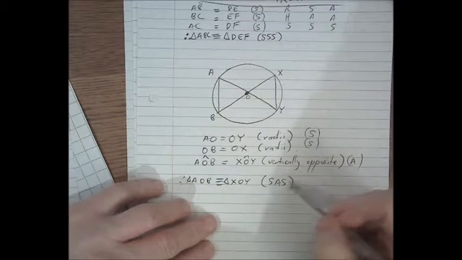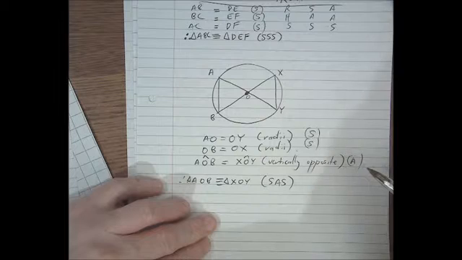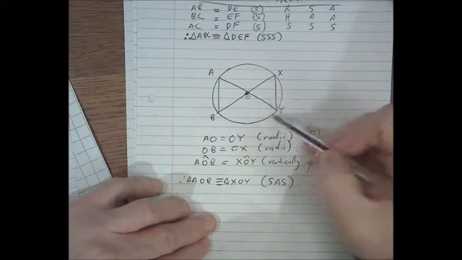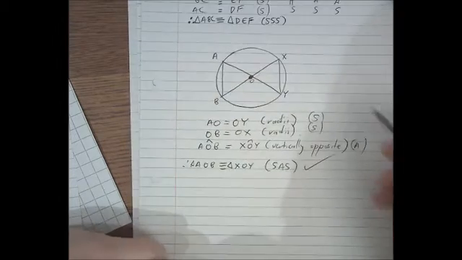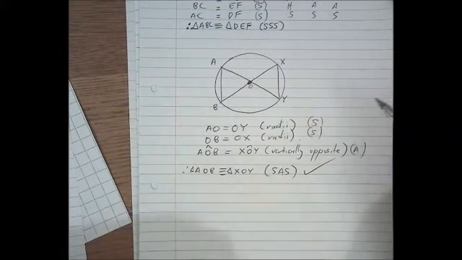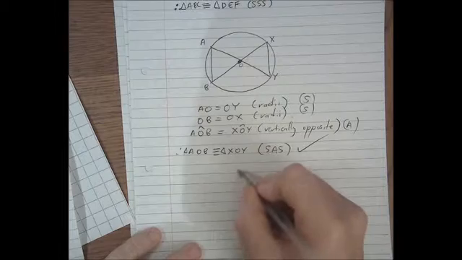When you use the SAS test, you just have to do a quick check. Make sure the angle you used was in between the sides you used. I used this side, and the angle I used was in between. So that is good to go. I'll give you an example of another use of a circle.